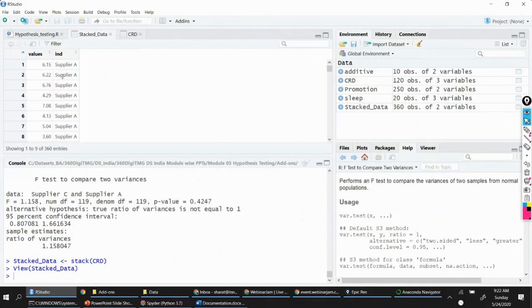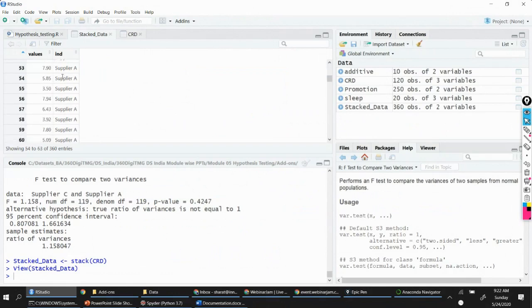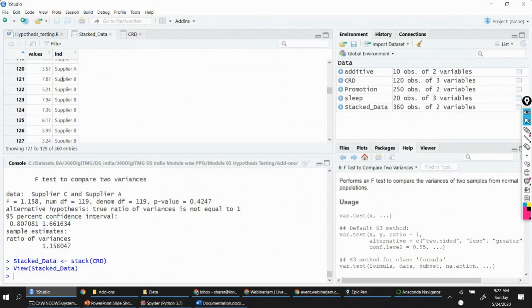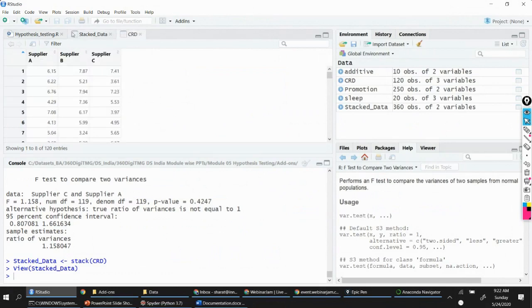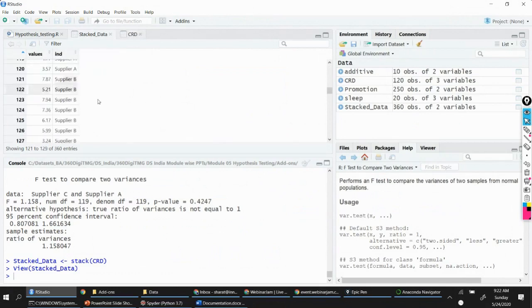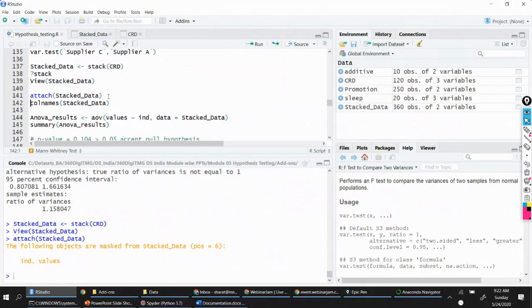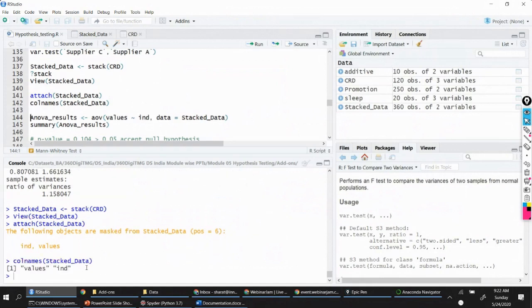Supplier A comes first, the first column, and then comes supplier B, and then the third column, supplier C. So we are stacking them up. Then I attach the stacked data, wherein you have 2 columns called indexes and values. These are the 2 columns you can provide, values and indexes.